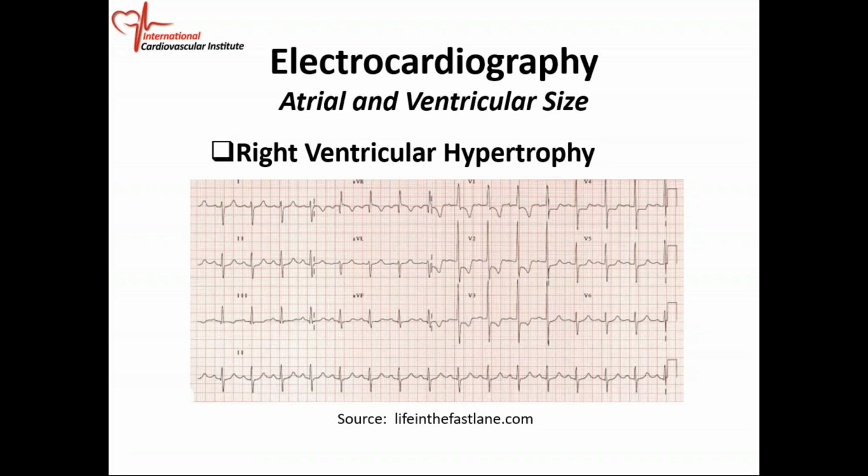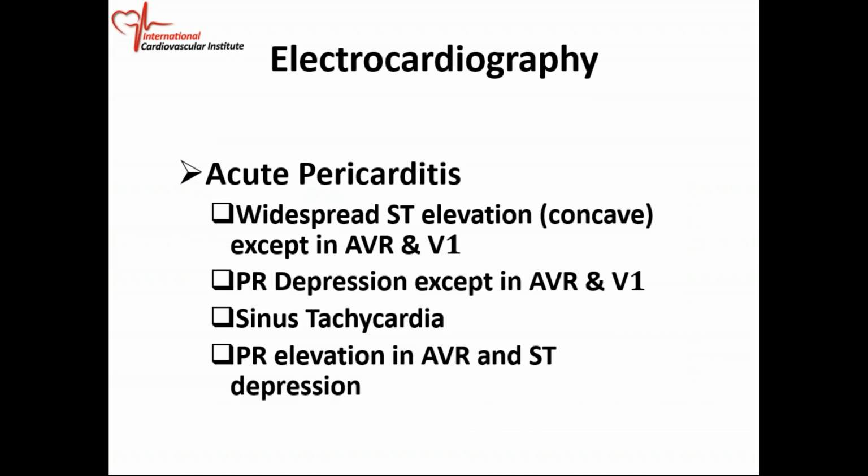All right, so we have looked at chamber enlargement: left atrial enlargement, right atrial enlargement, left ventricular hypertrophy, right ventricular hypertrophy. We're going to look at something else. We're going to look at acute pericarditis. Acute pericarditis is inflammation of the pericardium, and patients usually present with sharp stabbing chest pain.